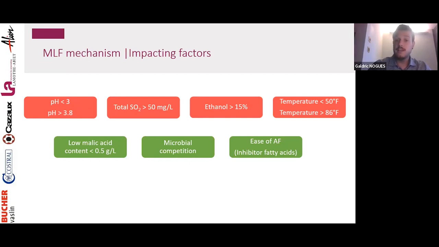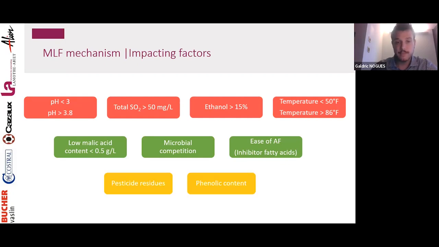And then there is the ease of alcoholic fermentation as well, because an alcoholic fermentation that doesn't go well leads to the production of inhibitor fatty acids. We will see in the second part of the presentation that these fatty acids are not good for the MaloLactic fermentation, and they actually inhibit the kinetics of the bacteria. And then you also have pesticide residues that can be a problem, and the phenolic content.